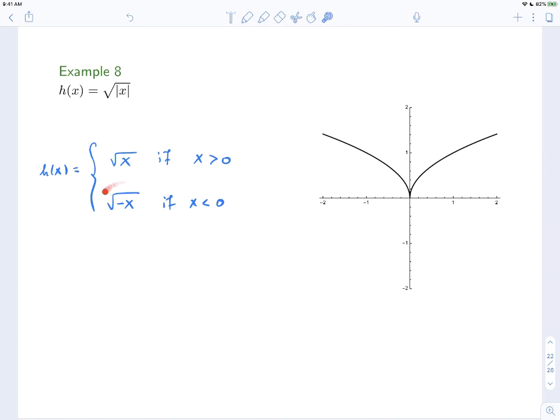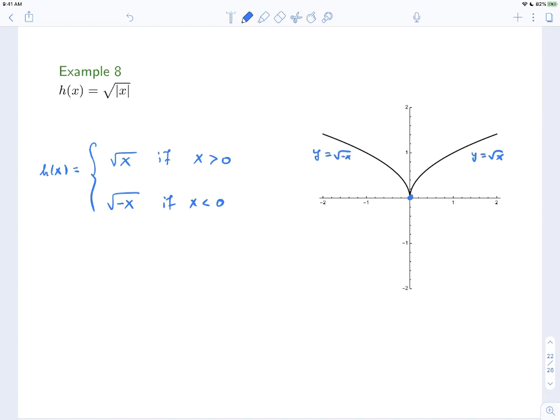Now this might look a little funny because there's a negative sign underneath the radical, and we're always led to believe that it doesn't make sense to have the square root of a negative number. But we're not looking at the square root of a negative number here because x is the negative number. So this is the opposite of a negative number. So the opposite of x is a positive number, and the square root of that makes sense. So here we have y equals the square root of x to the right of 0, and y equals the square root of the opposite of x to the left of 0.